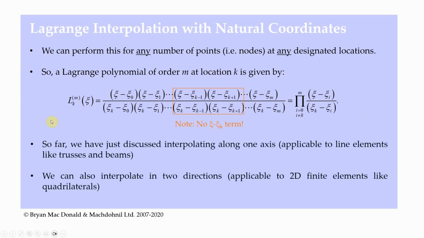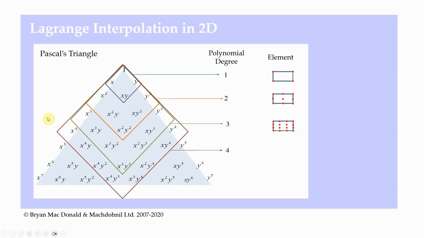So far we've just discussed interpolating along one axis, which is applicable to line elements like trusses and beams, but we can also interpolate in two directions, which is applicable to 2D finite elements like quadrilaterals. If we look at Lagrange interpolation in 2 dimensions, it's helpful to use Pascal's triangle to give us an overview of the complexity of the interpolation equations.